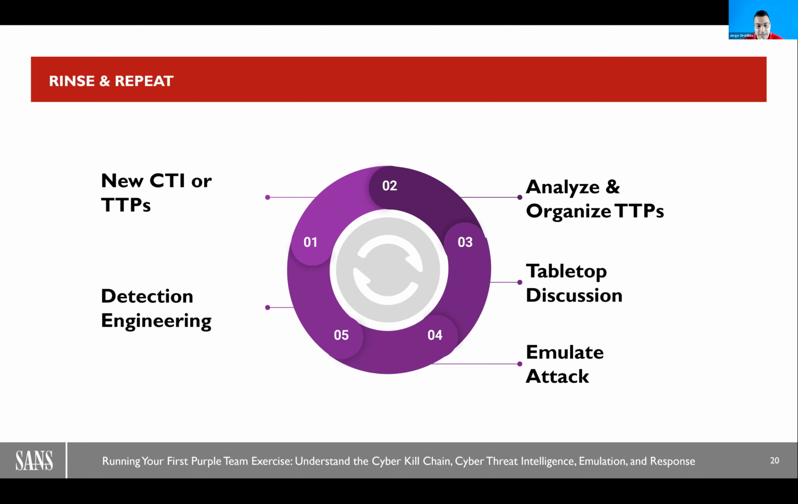So the next time something new comes out, you now have worked with your team, you've collaborated, you build a process to operationalize purple teaming. New CTI comes in, you assign folks, they go through and look at it, they analyze and organize those TTPs, they extract the procedures if possible. If not, we'll do technique level, still better than nothing. Then we'll have a tabletop discussion.